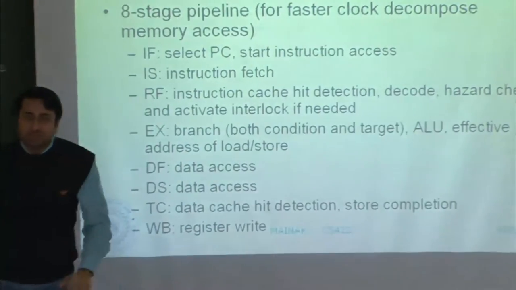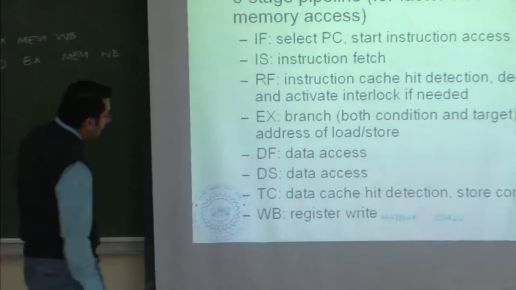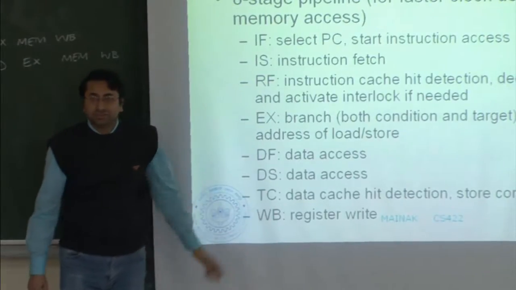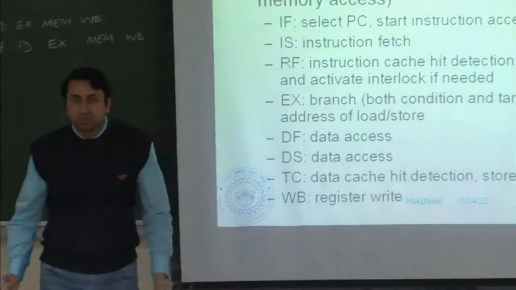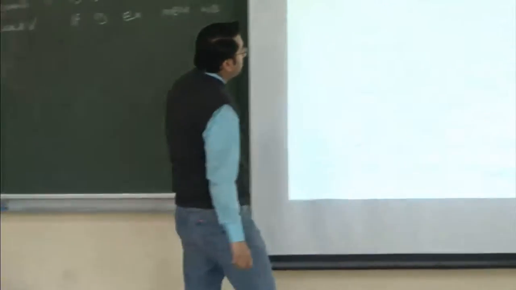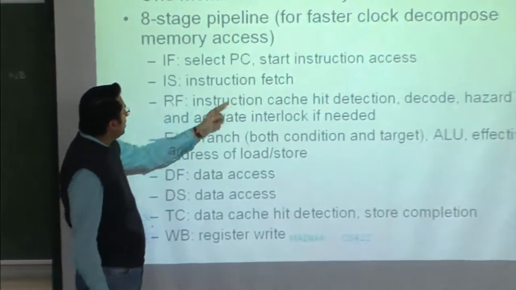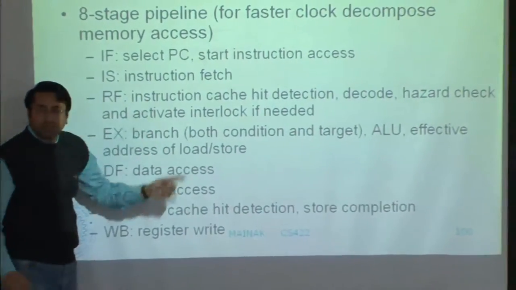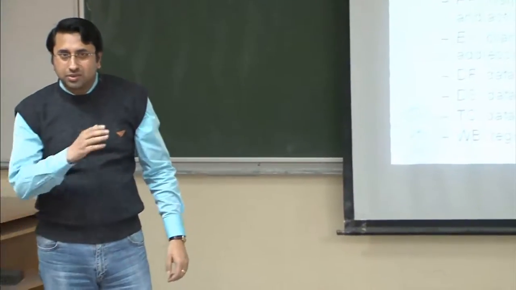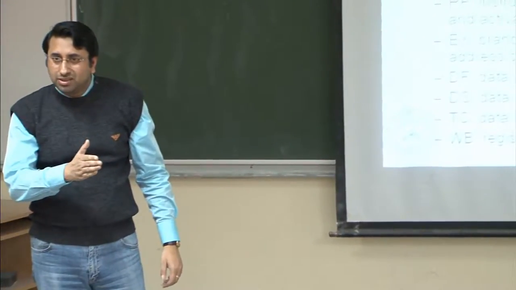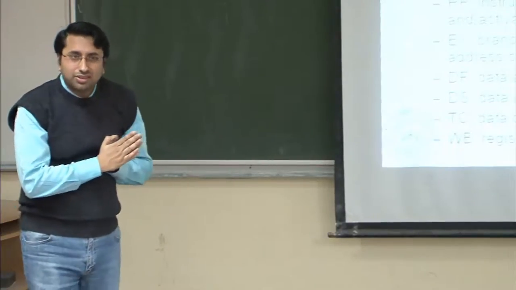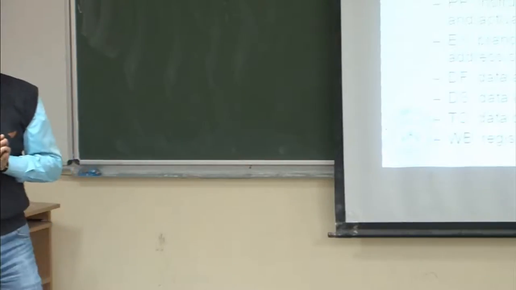So the question now is, what am I really accessing in the cache without knowing if it's a hit or not? Can anybody guess what's going on? Same thing here. You start an instruction access, an instruction fetch, but you really don't know whether you hit the cache or not. Usually the way we understand it is that you first look up the cache, and if you hit, you access the data. So what is going on here? I'm doing it the opposite way.